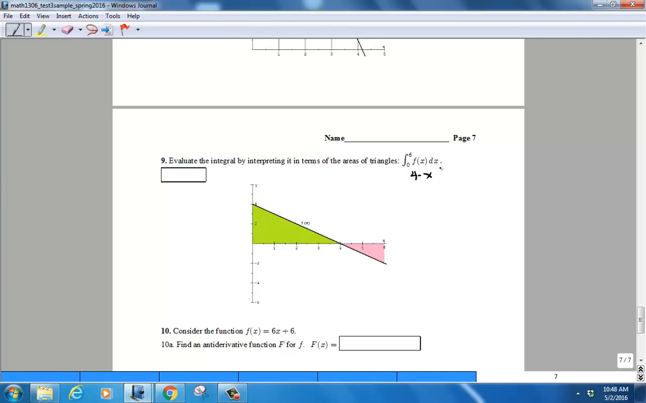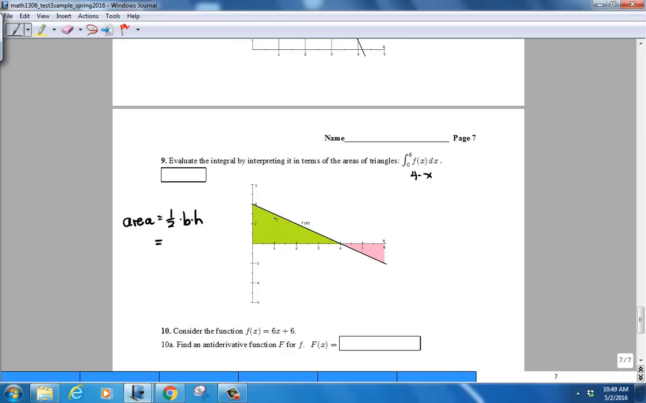Negative, because it's below the x-axis. All right, so let's see if we can calculate the area of this triangle. So remember, what's the formula for the area of a triangle? You need to write this on your index card for Wednesday. It's 1/2 the base times the height.